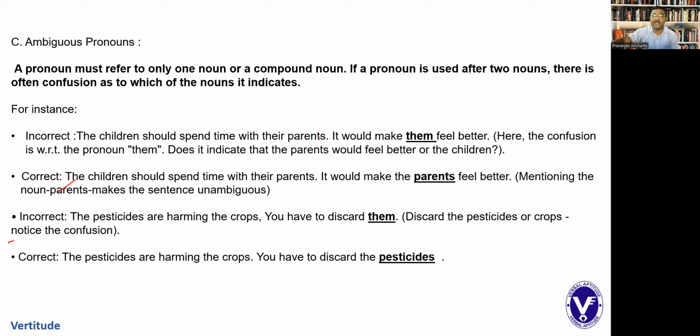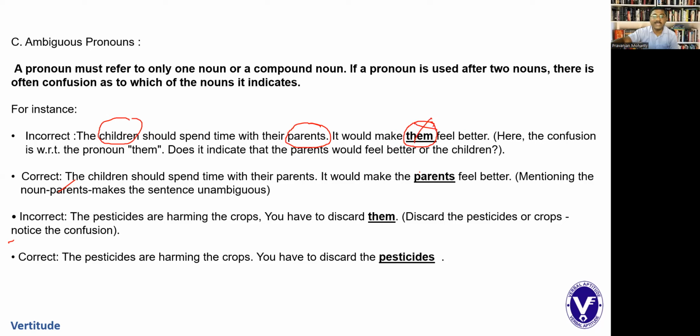The children could spend time with their parents. It would make them feel better. Now ये जो them है ये confusion create कर रहा है. It would make them feel better. किसको? It will make the children feel better, or is it going to make the parents feel better? यहाँ पे clarity नहीं आ रहा. So this pronoun is wrong here.